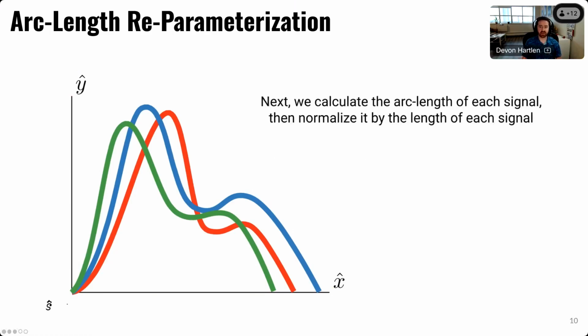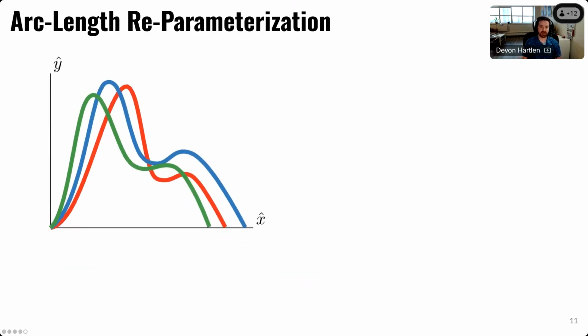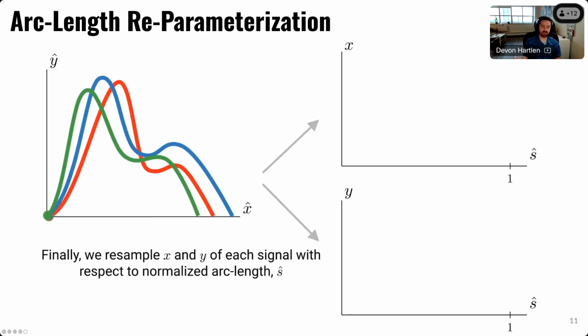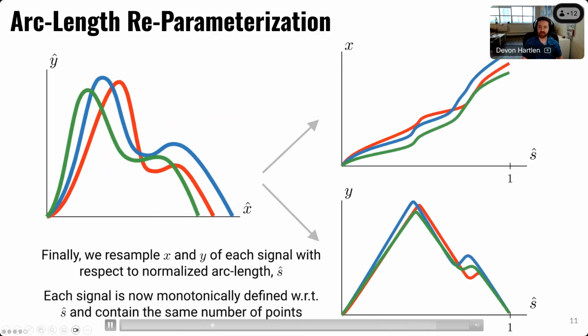Once we've scaled things, we calculate the arc length of each signal. Then we normalize it by the length of each signal. This gives us this parameter s hat that varies uniformly between 0 and 1 for all signals. Because we have this uniform sampling variable, we can then resample all our signals with respect to normalized arc length s hat. Now we have x and y uniquely defined along a shared sampling variable of s hat between 0 and 1. They contain the same number of points and allow us to do analysis much more simply.